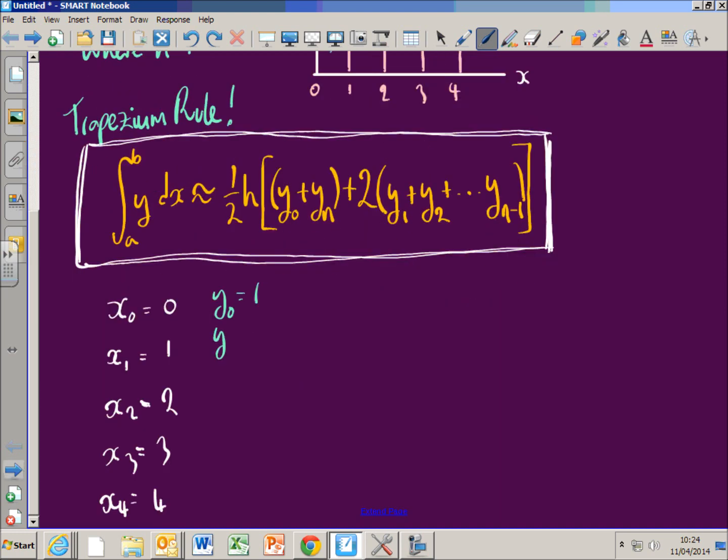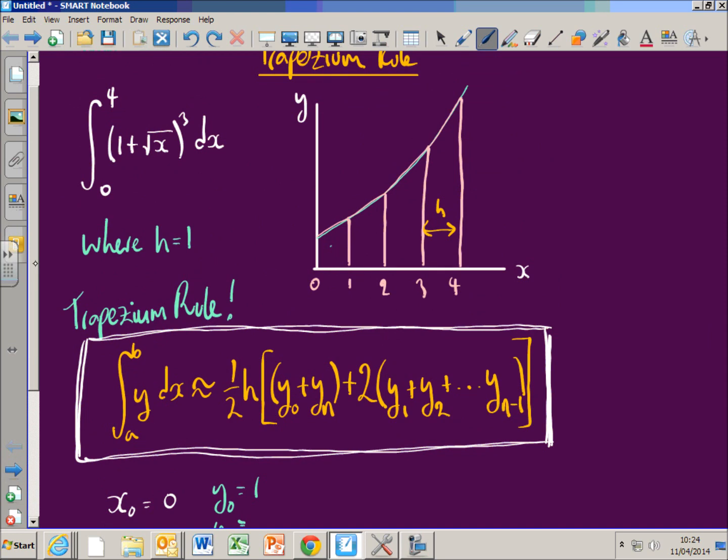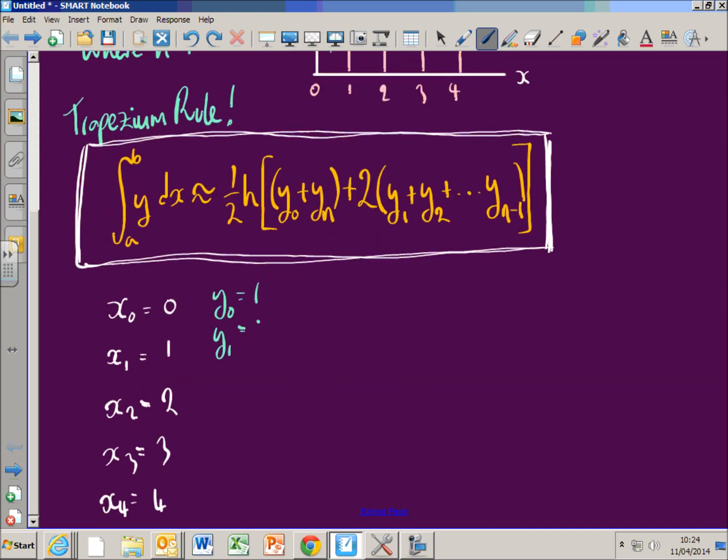What happens when I sub 1 in? Let's have a look. When I sub 1 in, I get 1 plus root of 1, which is just 1. So it's 2 cubed, so that's going to be 8. Okay, what happens when I sub 2 in? It's going to be 1 plus root 2 cubed.